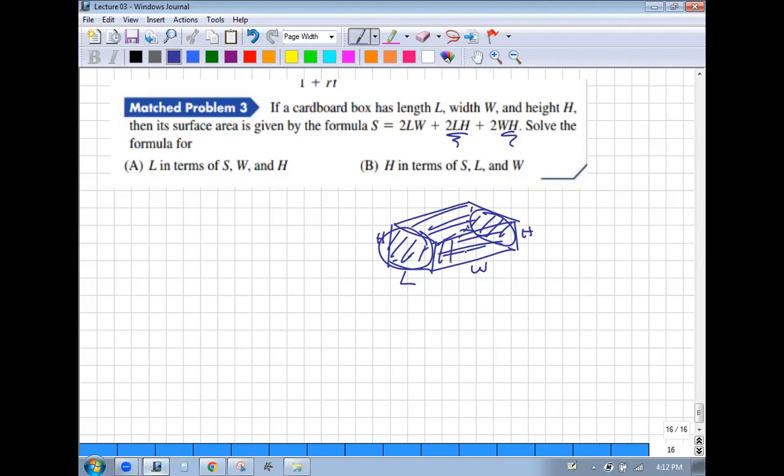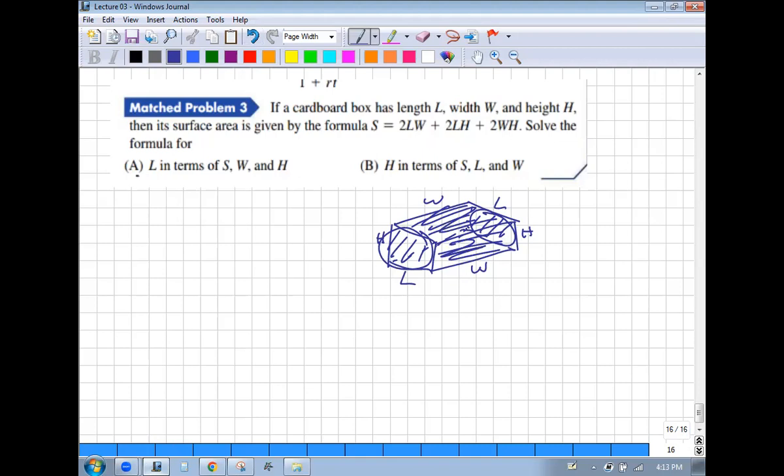Then you have, oh, I just did that one. We have the bottom and the top down there, right? So the top, let's see, here's the length and here's the width. We have the length times the width that covers the top, and then you have to do it twice for the bottom. So that's why that's the surface area. Does that make sense? All right.